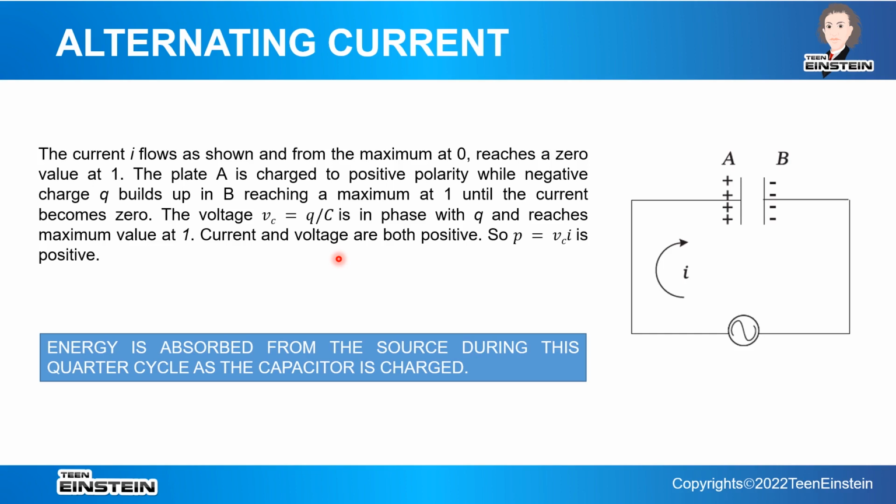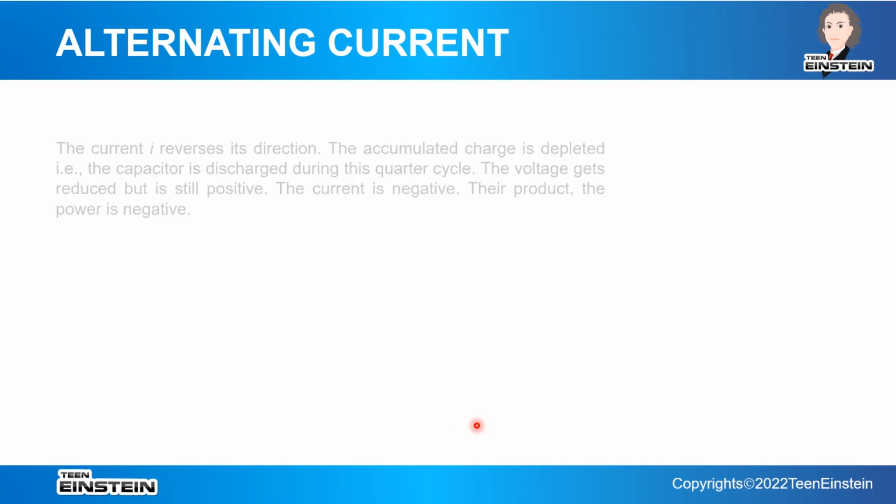The voltage V equal to Q by C is in phase with Q and reaches maximum at 1. Current and voltage are both positive, so P equal to VI is also positive. Why? Because current is in this direction and voltage is also in this direction. So both are in the positive direction, so P is also going to be positive. When P is positive, it means that energy is absorbed from the source during this quarter cycle as the capacitor is charged. So we are just taking 1 by 4th of the cycle and looking at it.